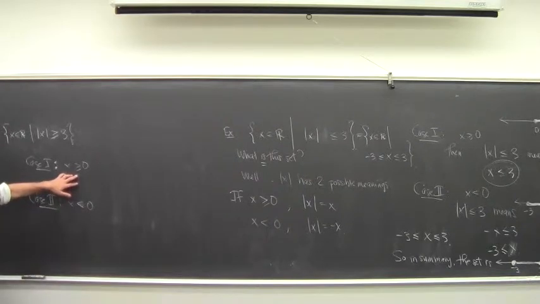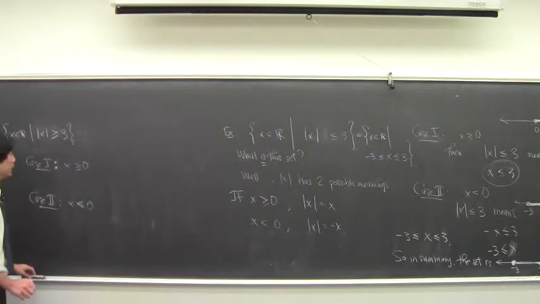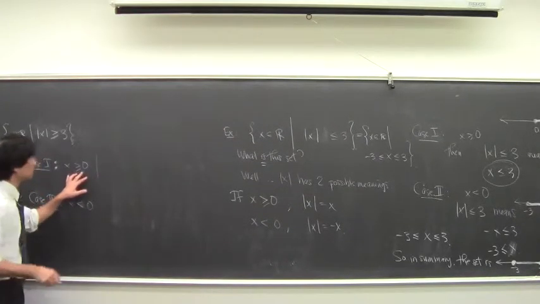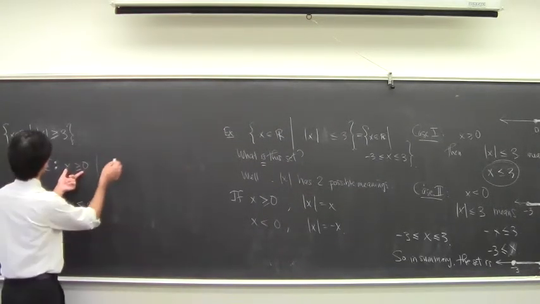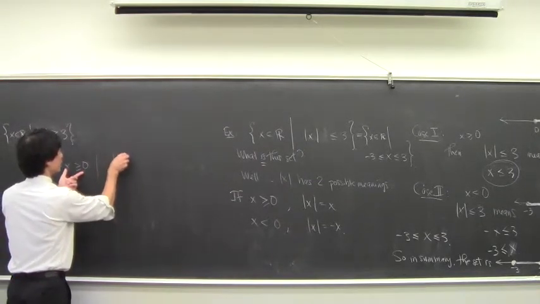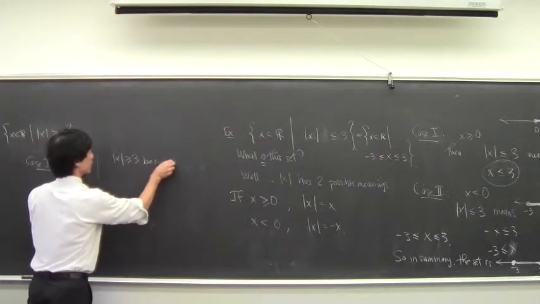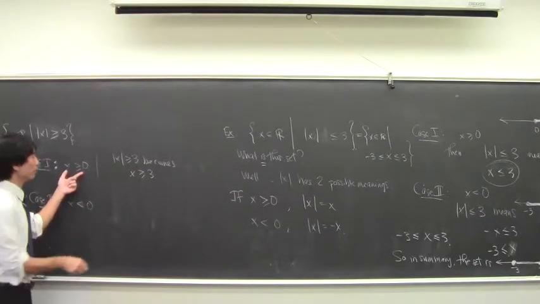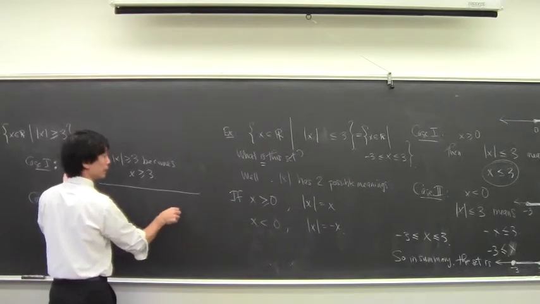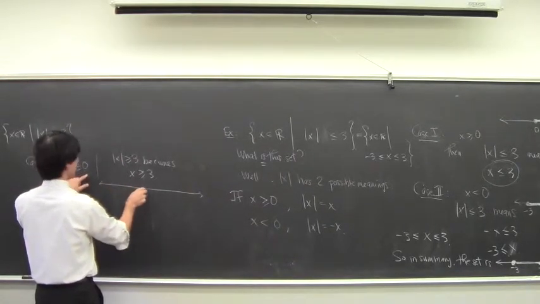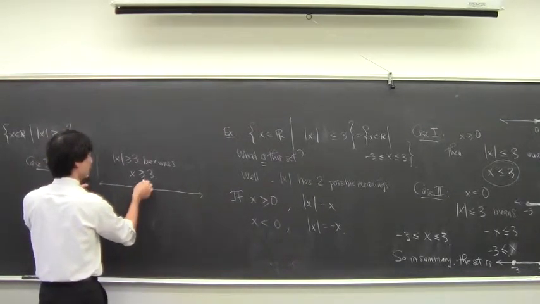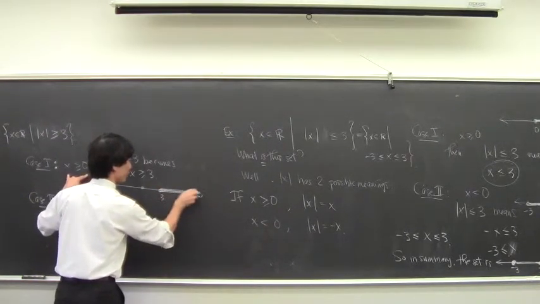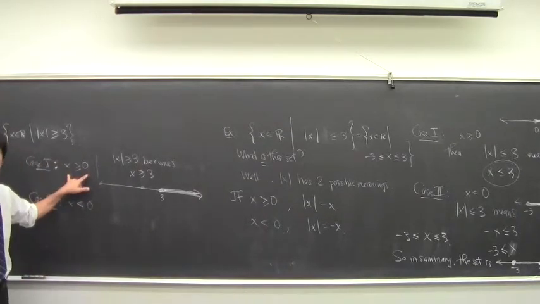So let's do it. If x is bigger than 0, then the condition becomes just x is bigger than or equal to 3, right? So what do we get? For the guys that are bigger than or equal to 0, they've got to be bigger than or equal to 3. Okay, so these guys are in.